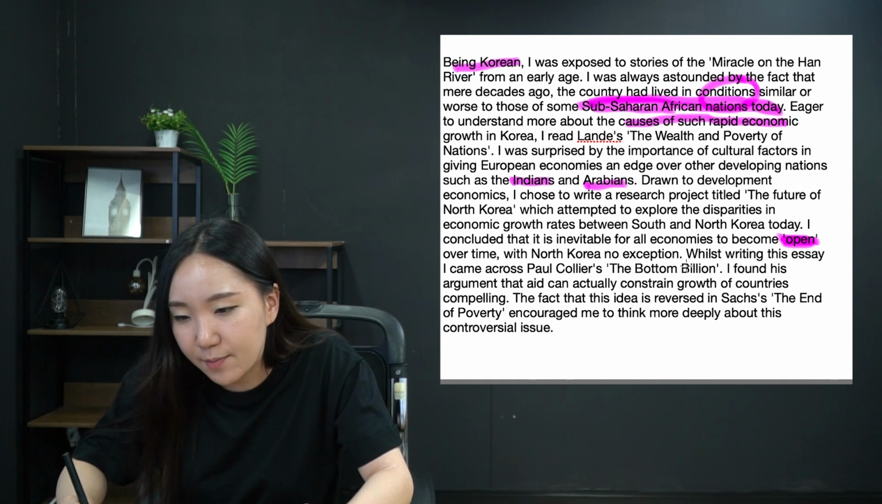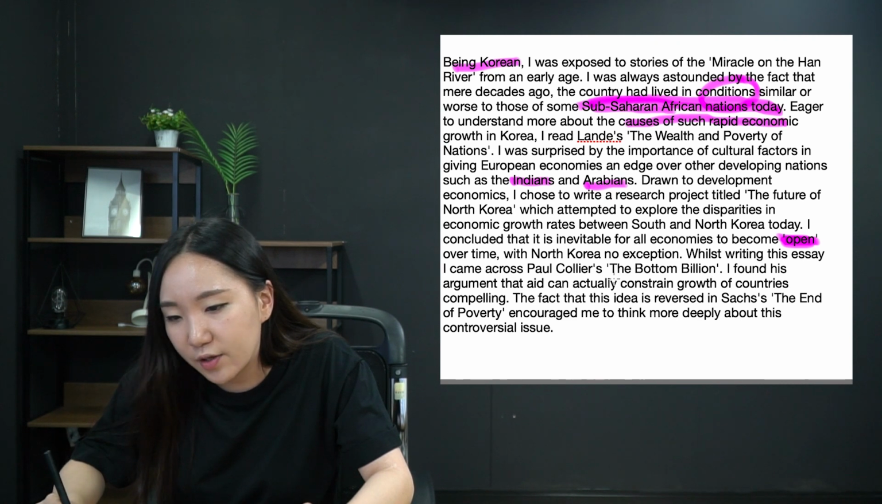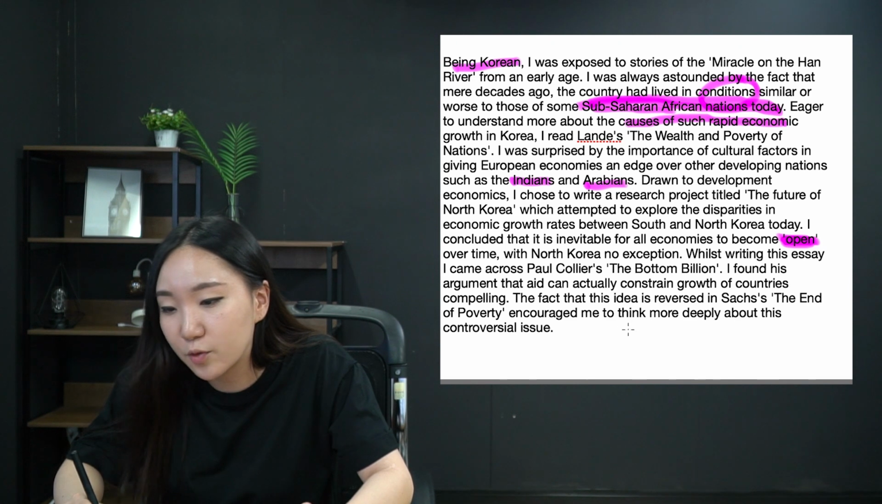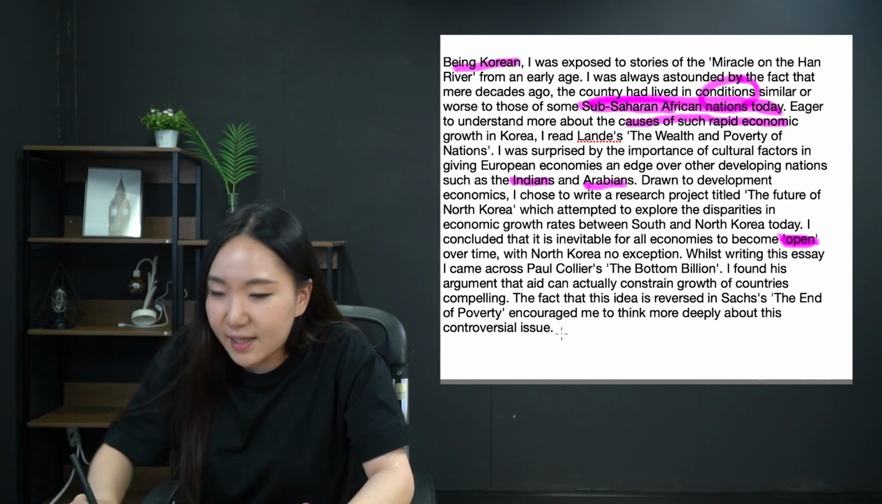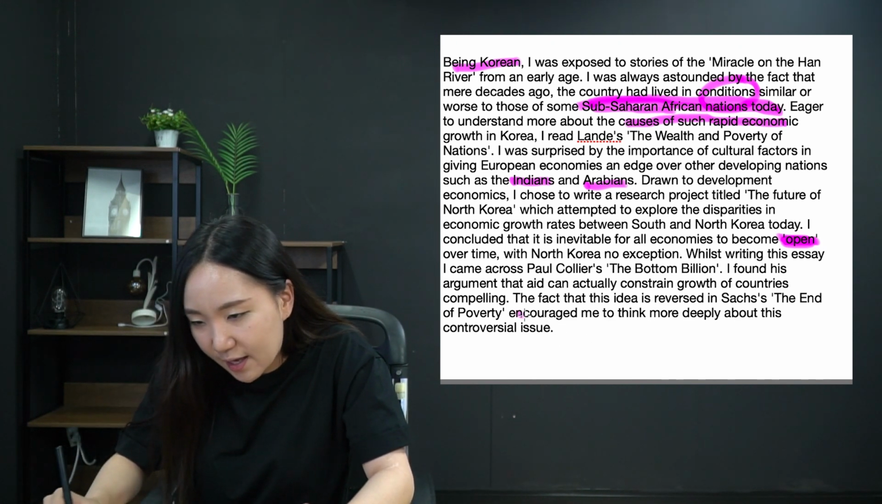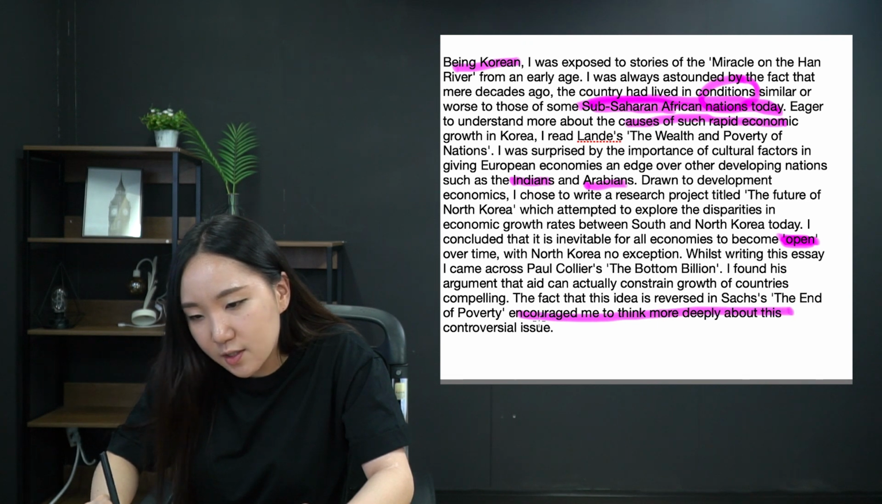Whilst writing this essay, I came across Paul Collier's The Bottom Billion. I found his argument that aid can actually constrain growth of countries compelling. The fact that this idea is reversed in Sachs' The End of Poverty encouraged me to think more deeply about this controversial issue.